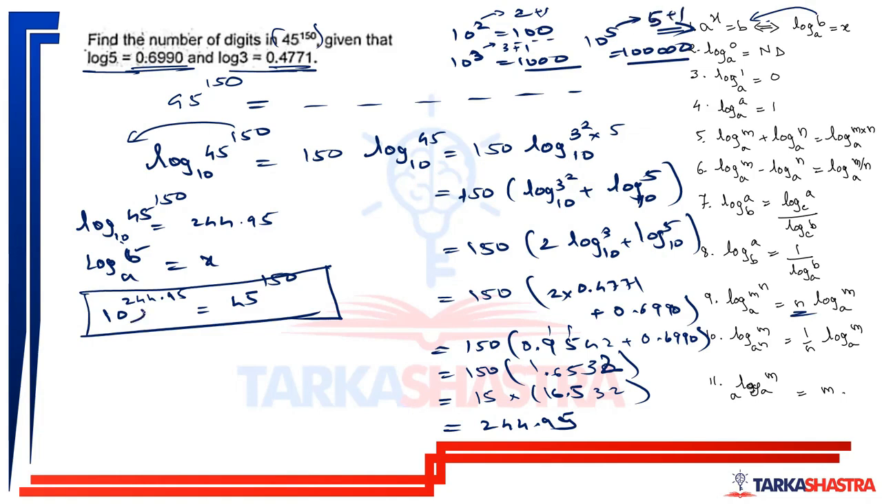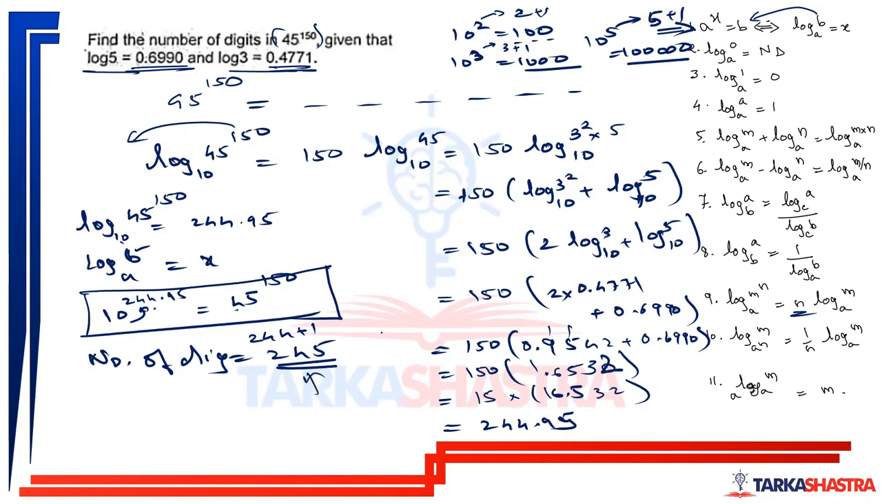So 10 to the power 244, number of digits will be how much? Number of digits will be 245. Why? Because it will be 244 plus 1. Okay. So number of digits in 10 to the power 244 is 245. Then the number of digits in 45 to the power 150 will also be 245.